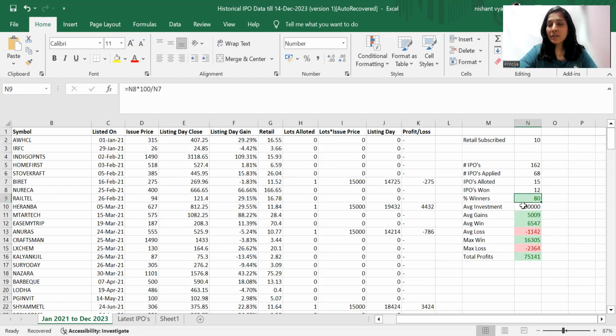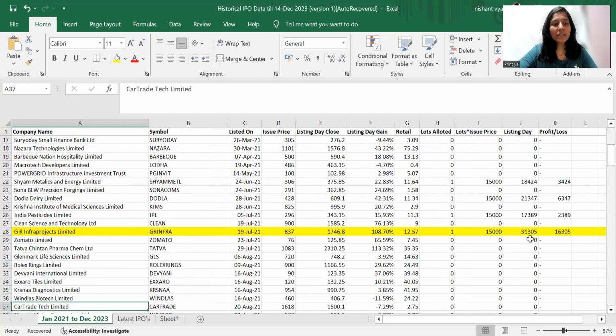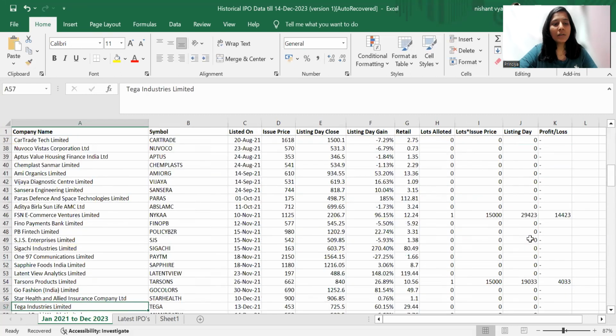Now, if you would have started with an average investment of around 2 lakh rupees, then you would have made a total profit of 75,141 rupees. Max win again was through GR Infra projects, which we have already mentioned, and max loss was in Rate Gain.